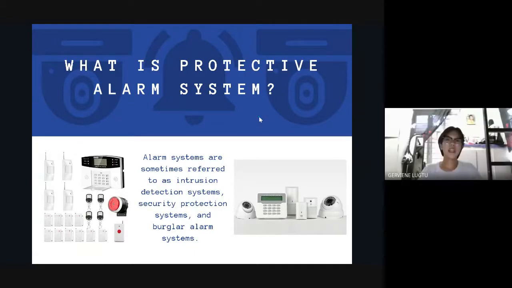What is a protective alarm system? Alarm systems are sometimes referred to as intrusion detection systems, security protection systems, and burglar alarm systems. The same basic premise underlies the operation of all widely used alarms. They employ a variety of sensors to find intrusions into a structure or security zone. An alarm system will also warn you of these threats if sensors are employed to detect smoke, water, or toxic smoke, for example, by sounding a siren or phoning a monitoring station.